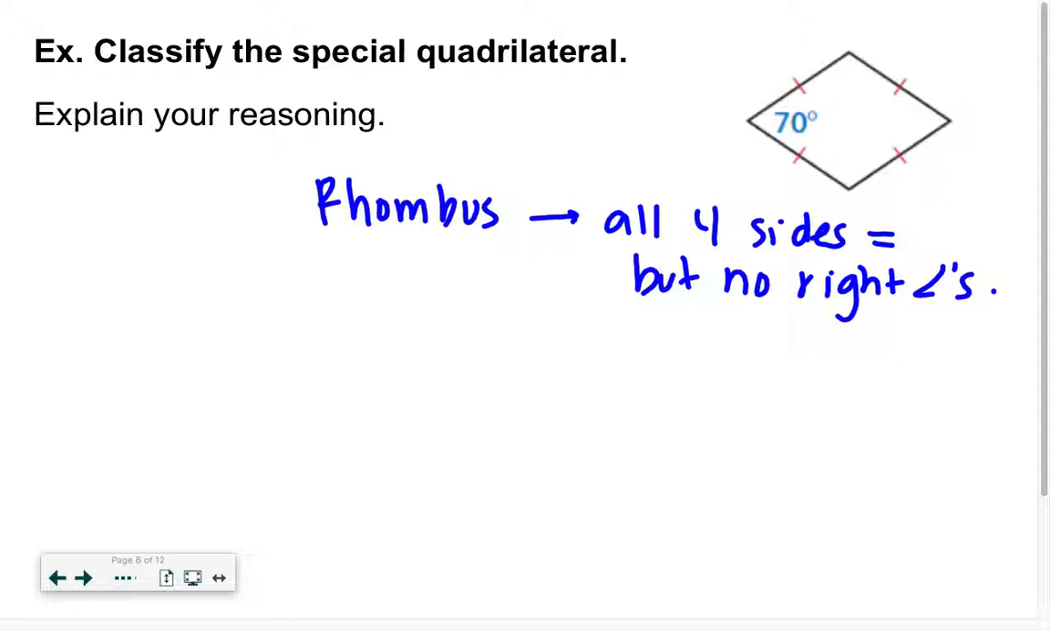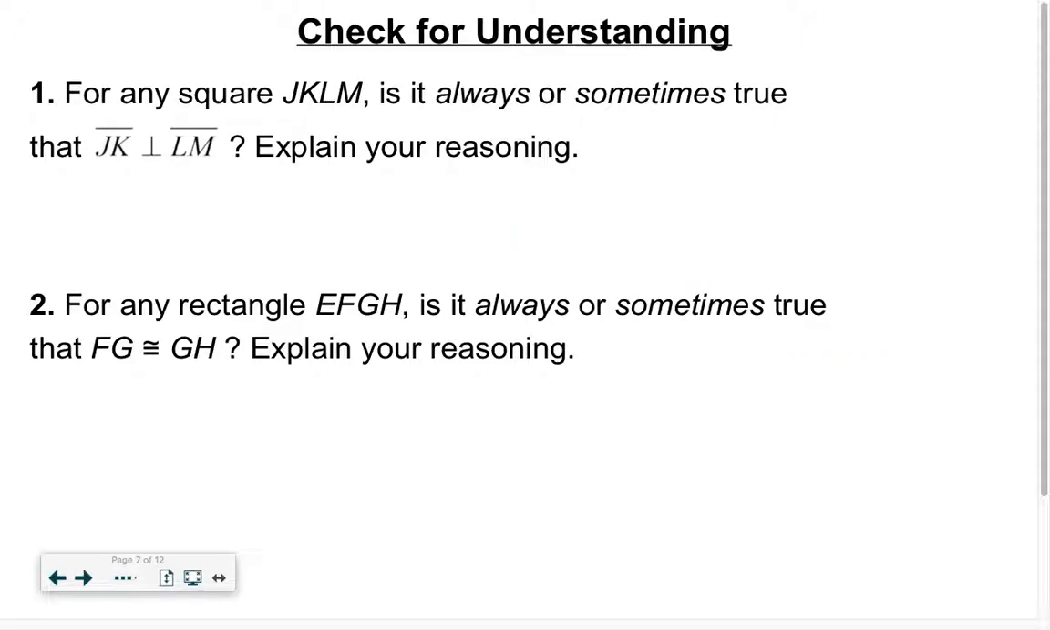Let's do a couple more of these always or sometimes true problems. One for a square, one for a rectangle. Now again, squares and rectangles have all the same properties as parallelograms, plus a couple more. First problem says, for any square JKLM, I really think you're going to be struggling if you don't draw a visual. I think that's really important to draw a square and kind of draw in the facts that you know about a square. That's going to help you answer the problem.